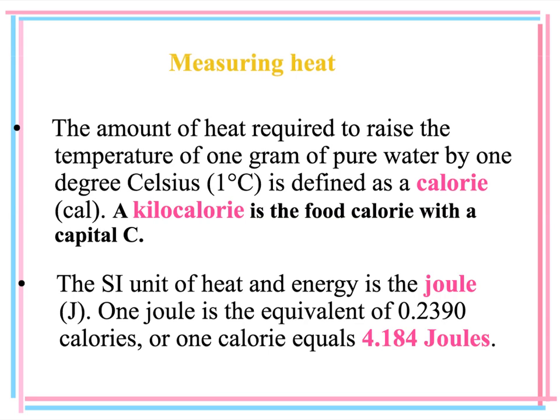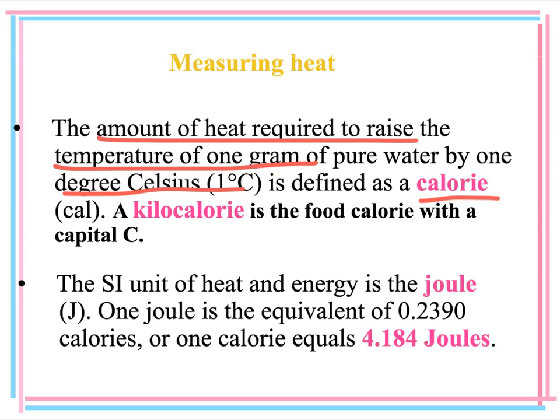Now that we've talked about what heat is defined as and how we have three different types of heat transfer, let's talk about how we're actually going to measure heat. Before we can do that, we need to define what a calorie is. And as you can see from this definition, a calorie is the amount of heat required to raise the temperature of 1 gram of pure water by 1 degree Celsius.